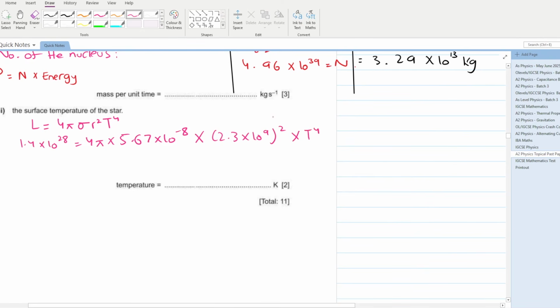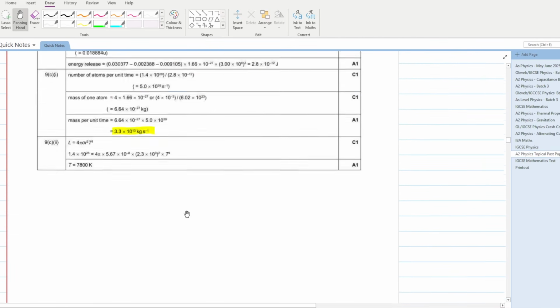Let's calculate this answer. 1.4 into 10 raised to the power of 28 divided by 4 pi into 5.67 into 10 raised to the power of minus 8 into 2.3 into 10 raised to the power of 9 square. If I take the 4th root of this, it will come out to be 7800 kelvins. 7800 Kelvin is your temperature answer. Let's move on to the next question.